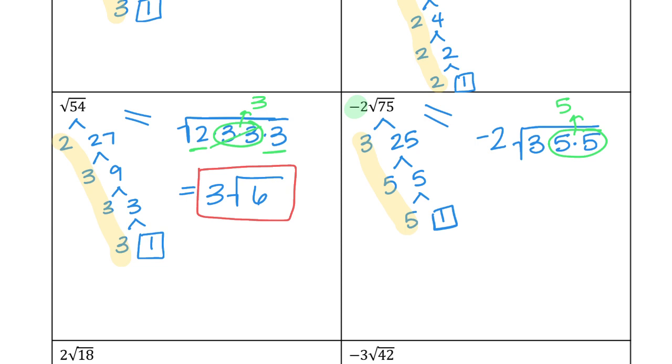And whatever's outside the square root, we multiply. And since we started with the number outside the square root, this negative 2, we want to multiply negative 2 and 5 together. So that's going to give me negative 10. And then we're left still with that 3 underneath the square root. So we'll have negative 10 square root of 3. And that is our simplified answer.